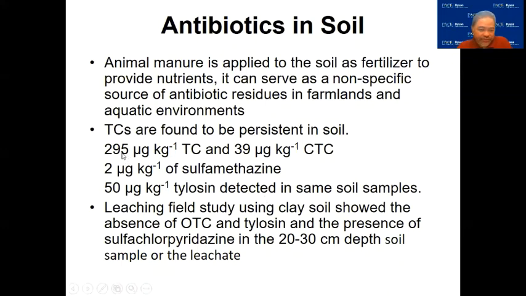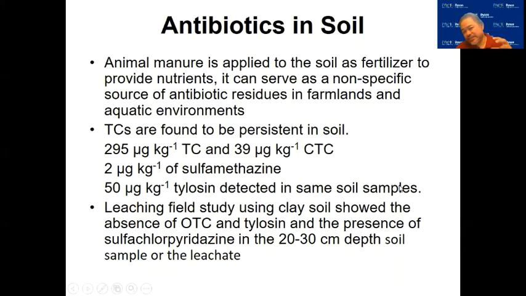So in one study, 295 microgram per kilogram of tetracycline and 39 microgram per kilogram of chlortetracycline. And then the amount of the sulfa is much less, only around 2 microgram per kilogram of sulfamethazine, because I told you this is a mobile antibiotic. You don't see them persist in soil. And then 50 microgram per kilogram of tylosin was detected in soil samples.